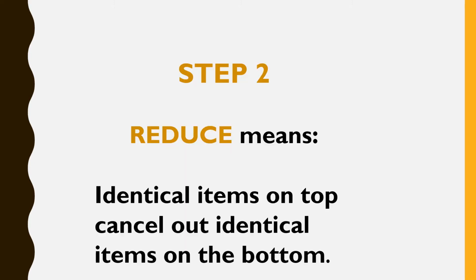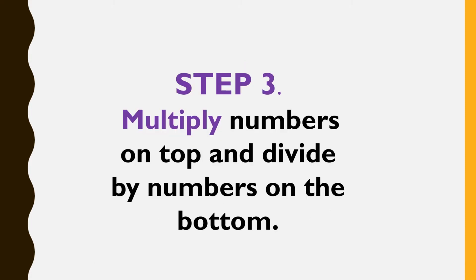The second step, reduce. Since we're using calculators, we don't have to worry about the numbers reducing. But identical items on top cancel out identical items at the bottom. That's a very important step. Step 3, you then multiply all the numbers on top and divide by the numbers at the bottom. Those are the 3 steps: set up, reduce, and multiply.